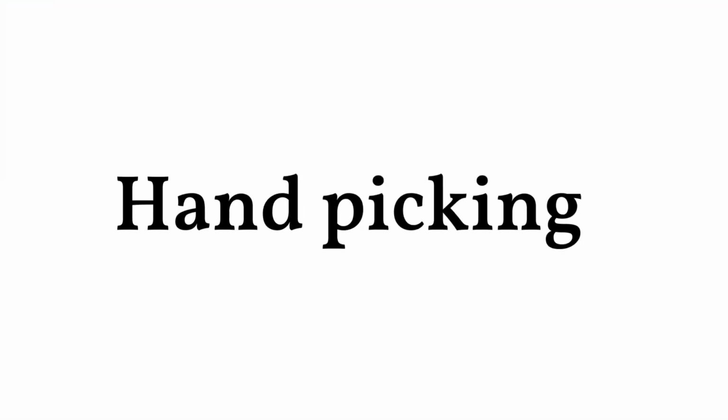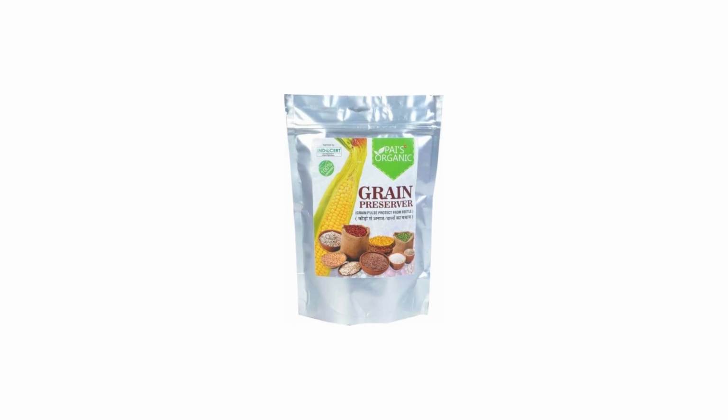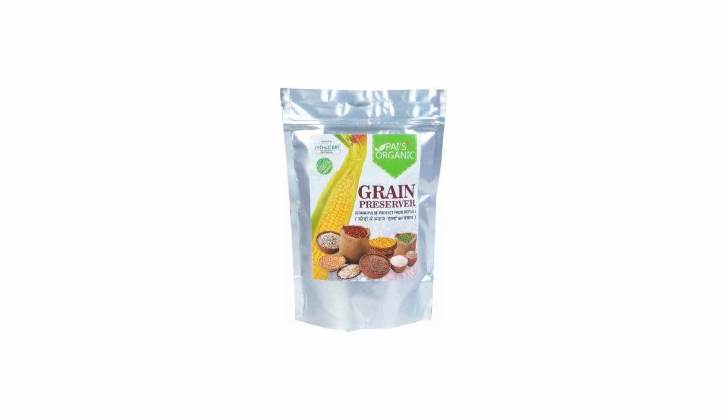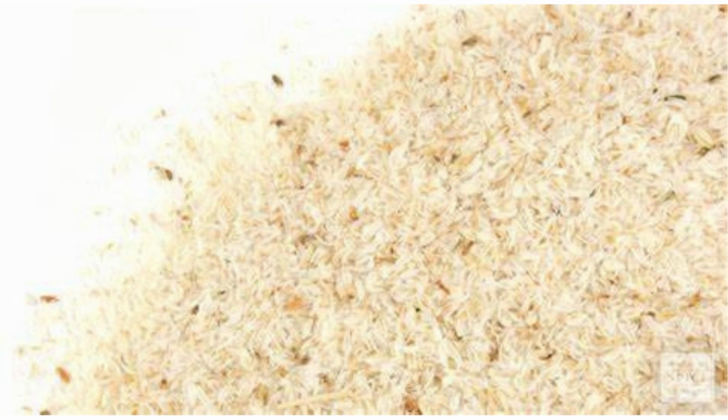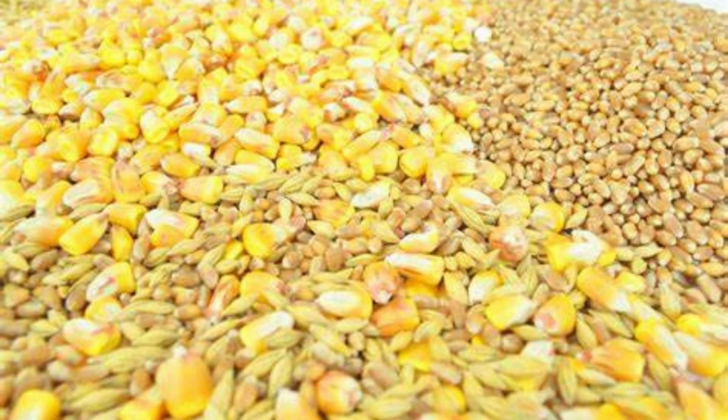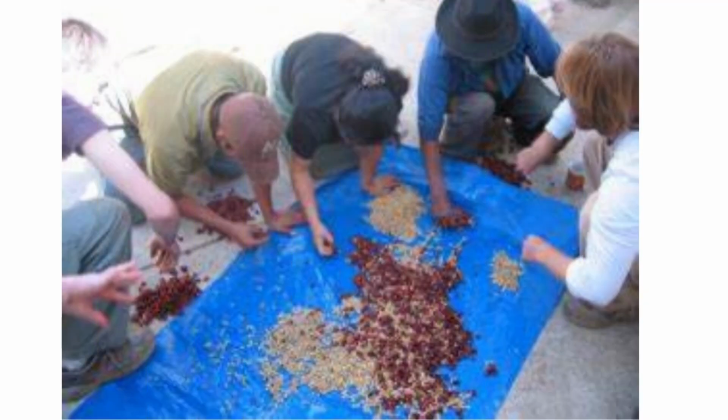Hand picking. Bring a pack of grain purchased from a shop to the classroom. Now spread the grain on a sheet of paper. Do you find only one kind of grain on the sheet of paper? Are there pieces of stone, husk, broken grain, or particles of any other grain in it? Now remove with your hands the pieces of stone, husk, and other grains from it.